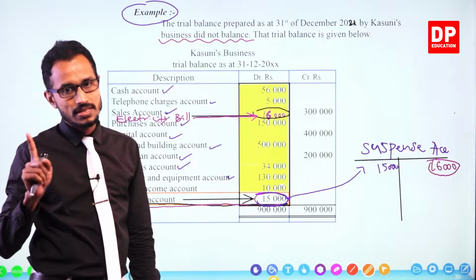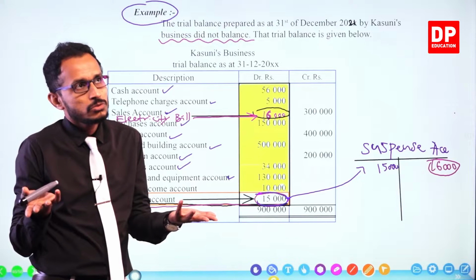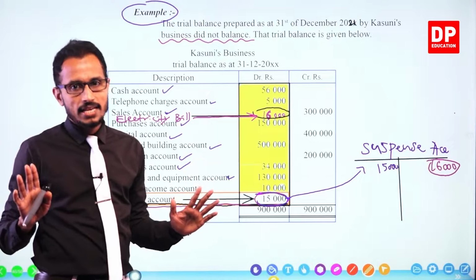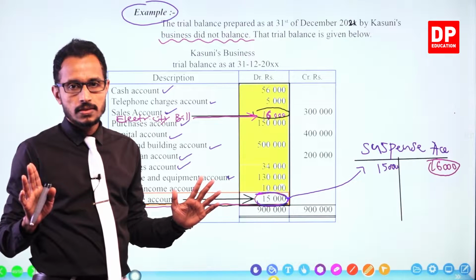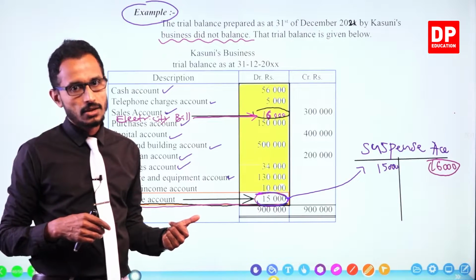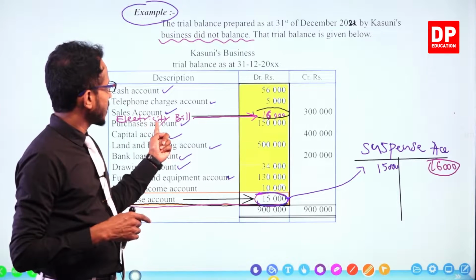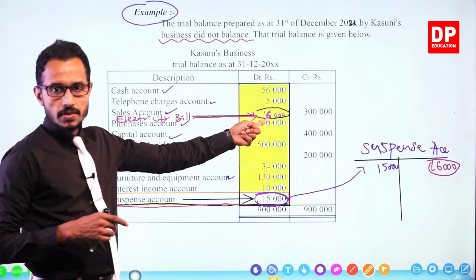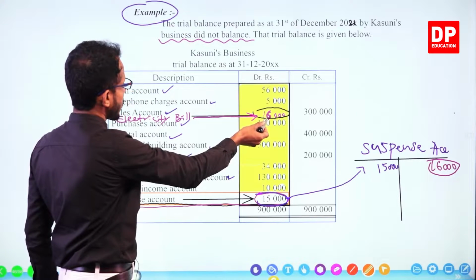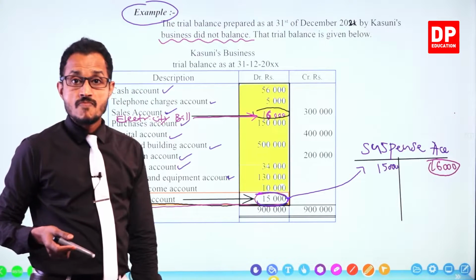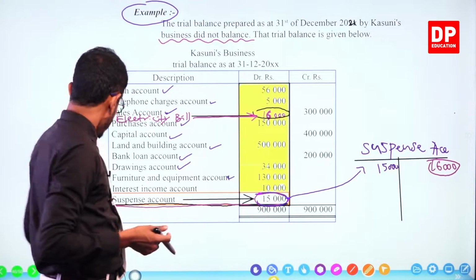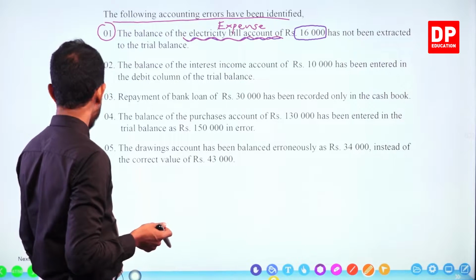It's not the electricity bill. In the electricity bill account, there is no mistake. See, there is no mistake in the electricity bill account. The mistake is in the trial balance, because we didn't mention the electricity bill account balance here. Okay, so trial balance debit, suspense account credit. Now let's see whether our entry is correct.